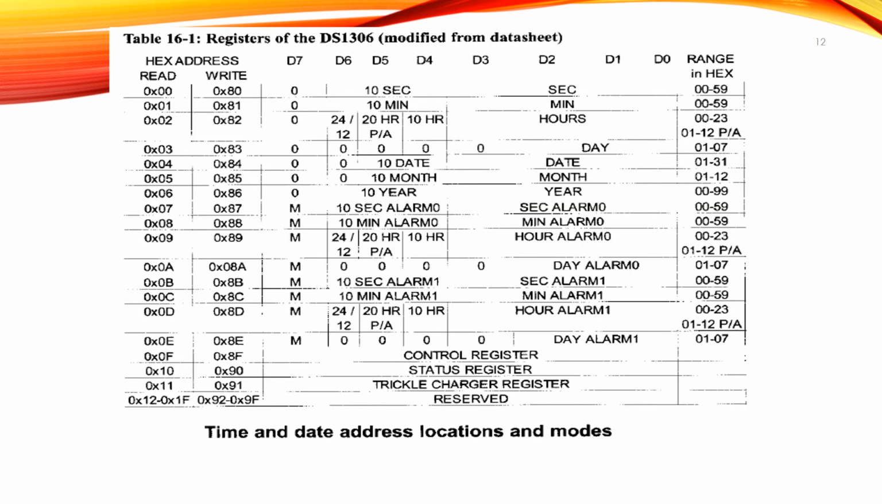Now, as far as the address map of DS1306, there are a total of 128 bytes of RAM space with addresses from 00 to 7F. The first 15 locations, that is 00 to 0E, you can see in the figure. Just go through that: 00 to 0E. They are set aside for RTC values, that is time, date, and alarm date.